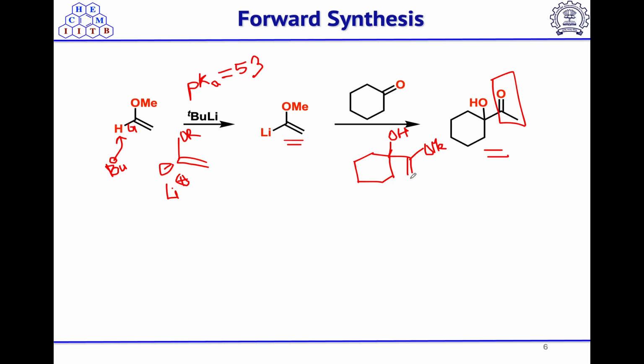So this is basically an enol methyl ether. Hydrolysis will take place in H3O plus. If you treat this with H3O plus, hydrolysis will take place and you will get the enol, and the enol will tautomerize to give this ketone, right? Now you got it.